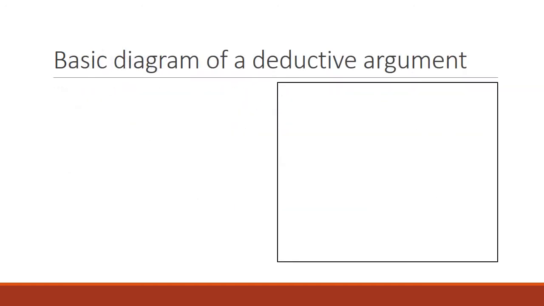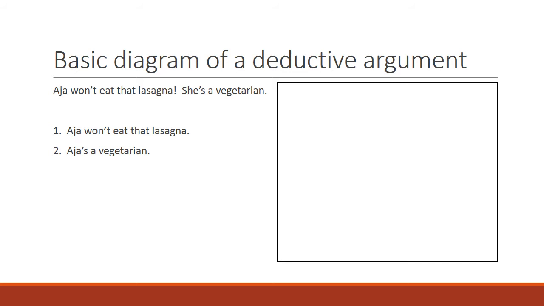Let's begin by looking at how you would diagram a deductive argument. In the first video, we used this as an example. Asia won't eat that lasagna. She's a vegetarian. First, let's generate our list of statements. We know one statement is that Asia won't eat that lasagna, and that another is that she's a vegetarian.